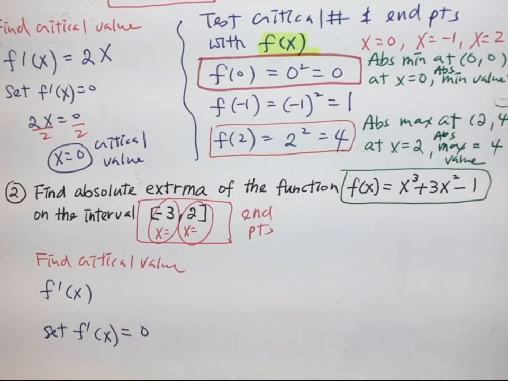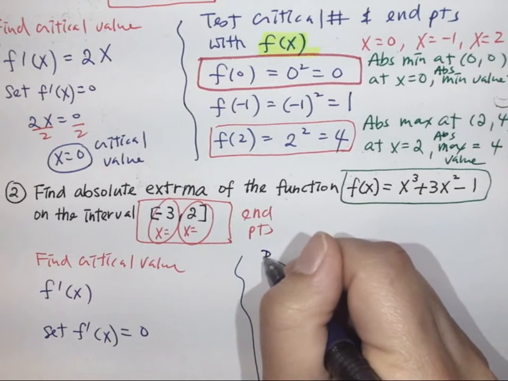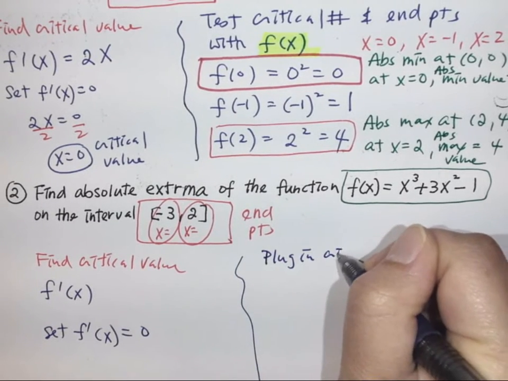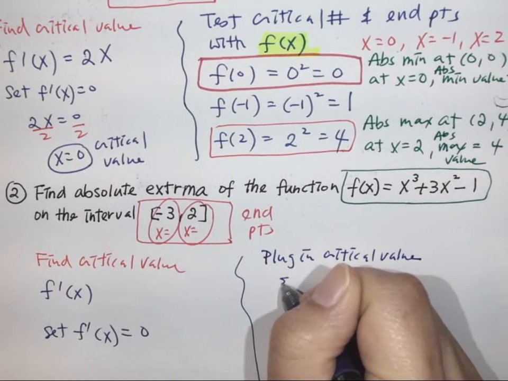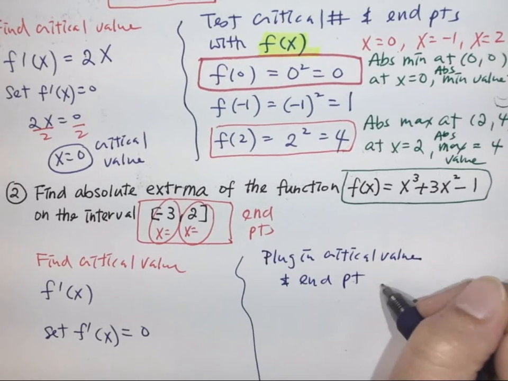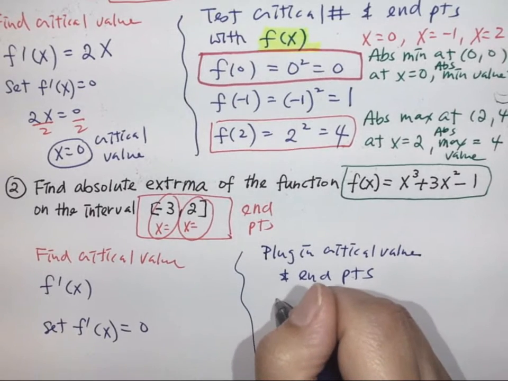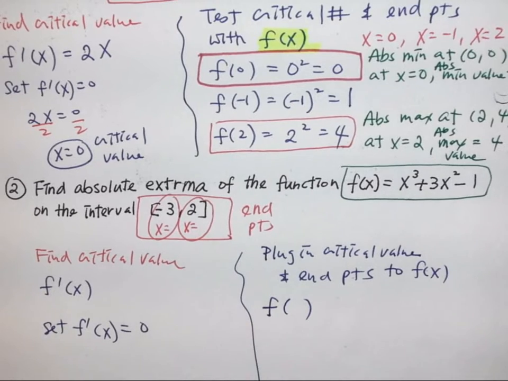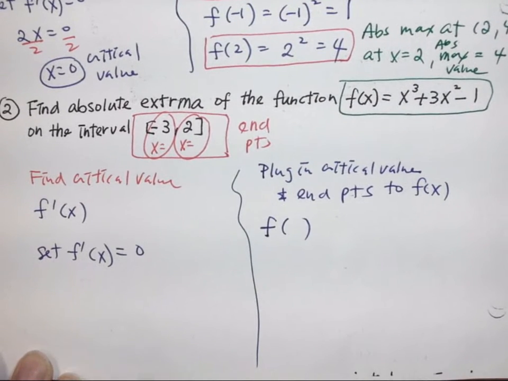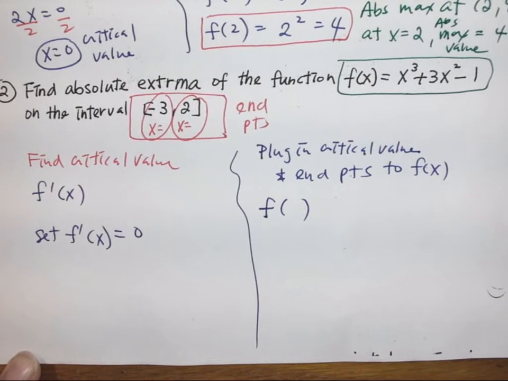And once you get that, you need to plug in your critical values and also the endpoints. So this is the common mistake, right? Where do we plug it in? We need to plug it back into the original function f of x, right? So if you want to, you can pause the video and try this out, and then we can check the answer together. So pause the video and take a minute and see if you can find that answer for us. All right?